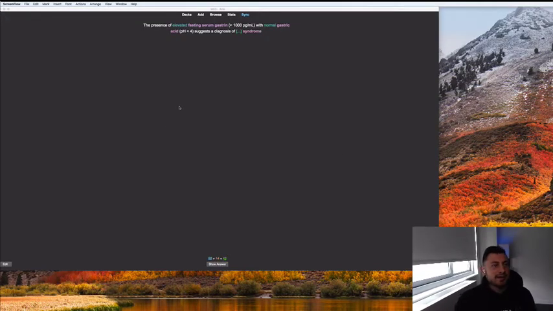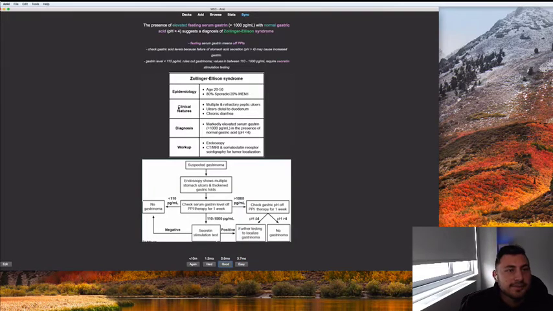This one says: the presence of elevated fasting serum gastrin with normal gastric acid, pH less than 4, suggests a diagnosis of... So I think for this, it might be Zollinger-Ellison syndrome. So let's see. Yep. So we got that right.